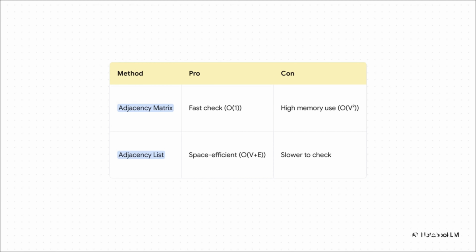The other way, which is often more popular, is the adjacency list. This is more like a contact list for each station. Every station just keeps a little list of the other stations it's directly connected to. It's way more space efficient, but might be a tad slower if you need to look up one specific connection.